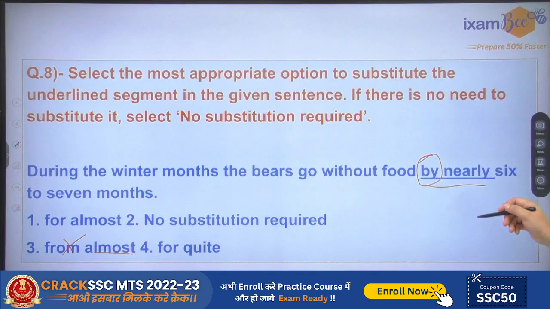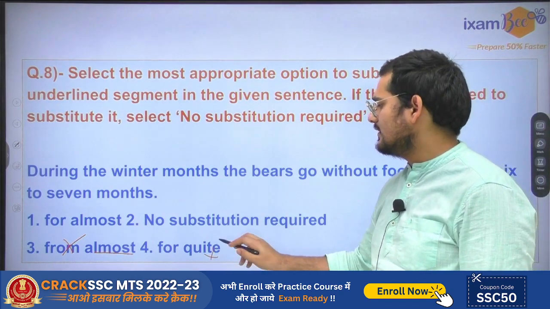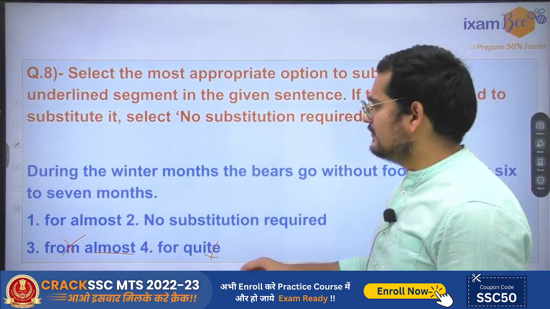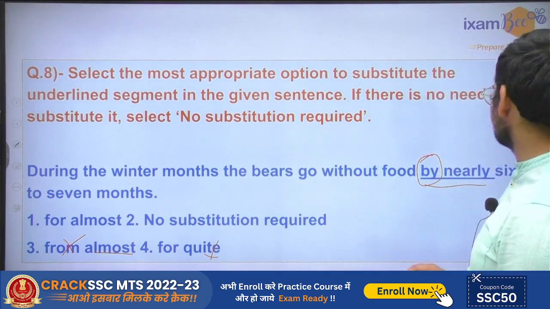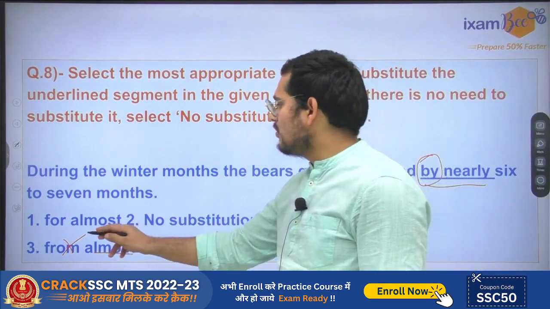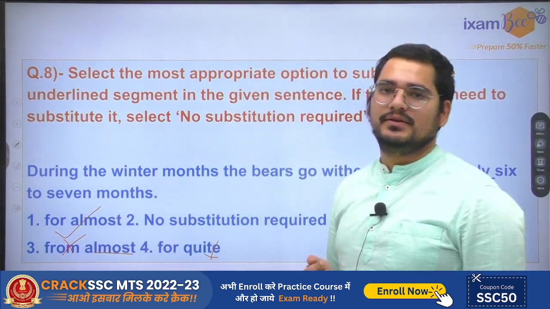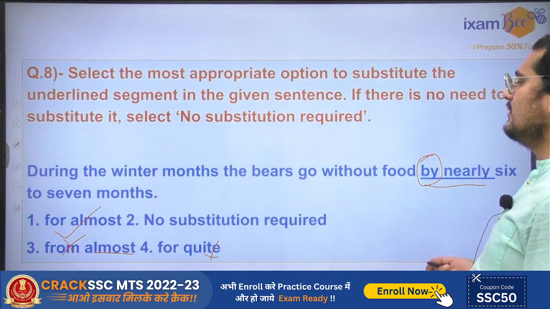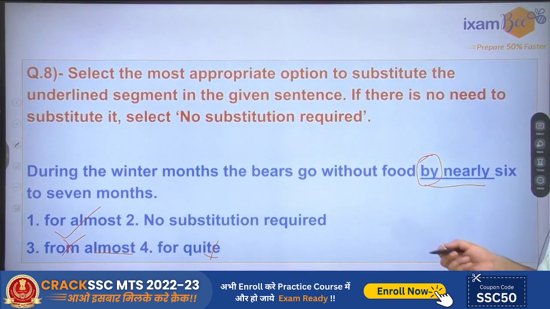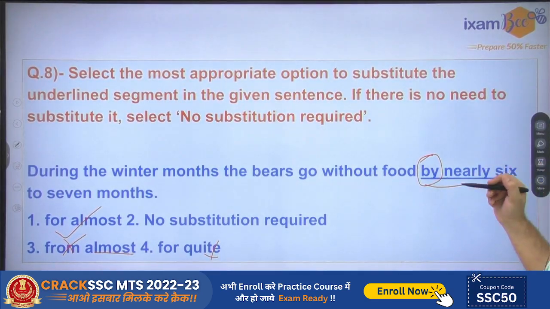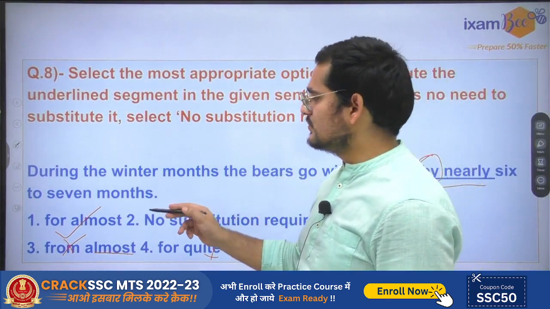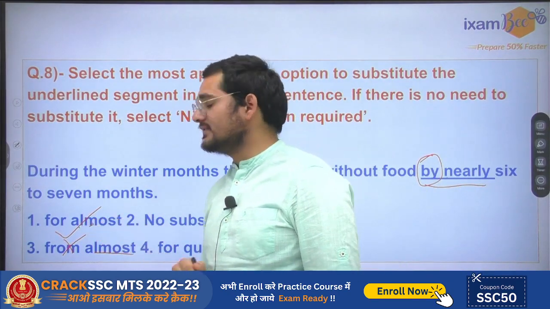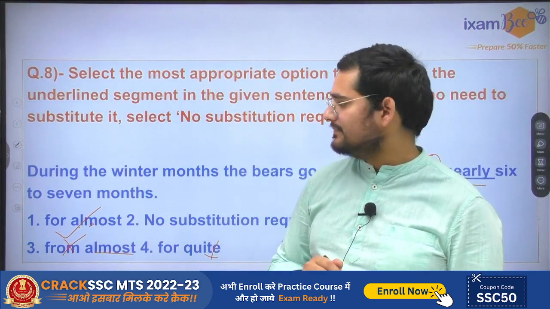Next, for quite nearly 6 months, no. Then we see the first, for almost 6 months, okay? Yes, so for almost 6 months, it fits correctly here. So what would be the sentence? During the winter months, the bears go without food for almost 6 to 7 months. So the first option would be correct.